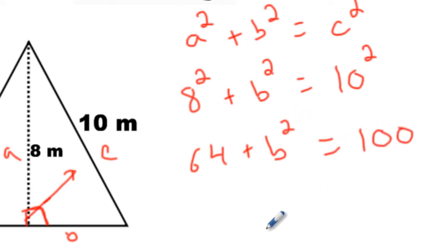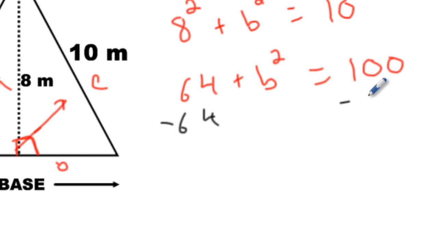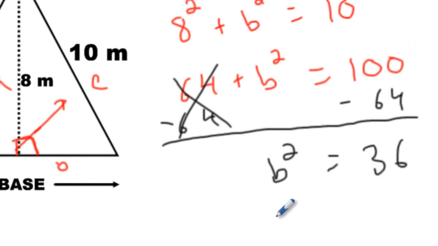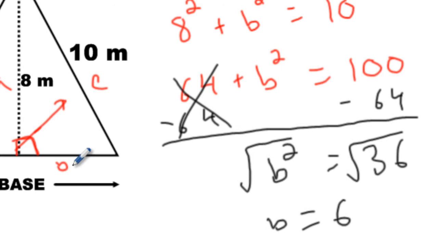Oh yes, now it looks like a one-step equation with the algebra unit that we did. Minus 64. Minus 64. Make your equals bar. This is 0. B squared. Look at this. This is going to make, what is this? 36. Oh, beautiful thing. Square root B squared. Oh, yes. Square root 36. You get B equals 6. Put that 6 there.